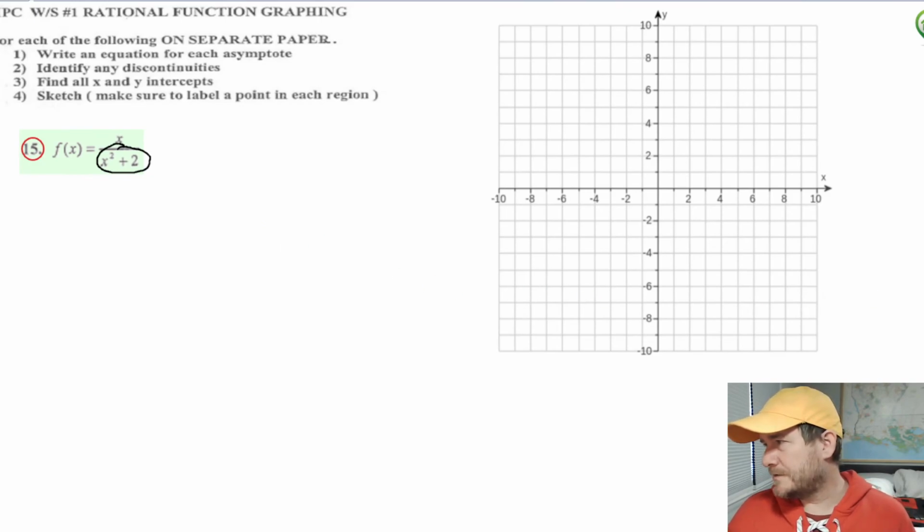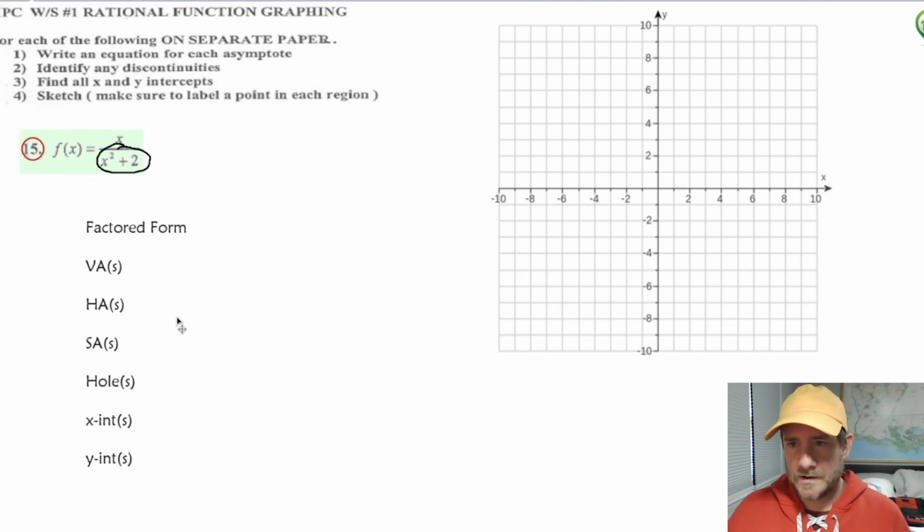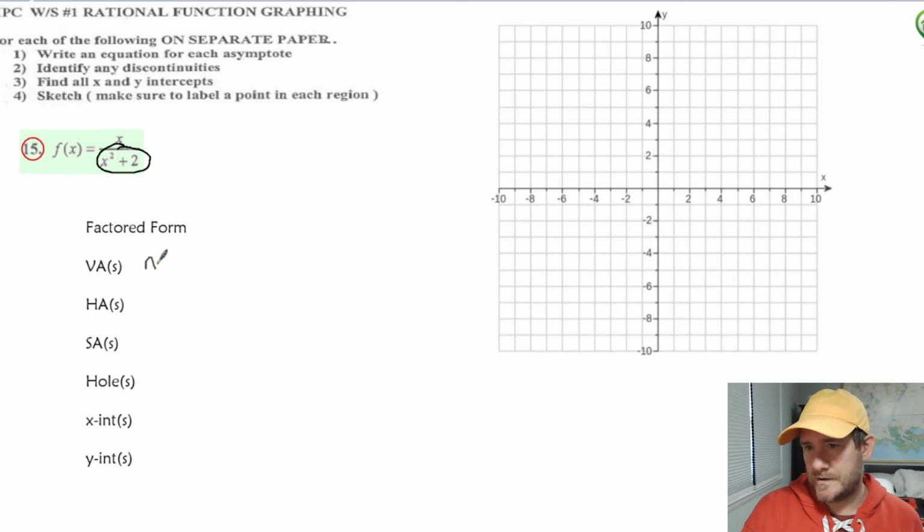So how's this going to go? Saying a lot. For vertical asymptotes, we know we have none because the denominator has no zeros. None. For the same reason, we have no holes. None. Because my denominator has the greater degree, we have a horizontal asymptote at y equals 0. We do not have a slant asymptote.